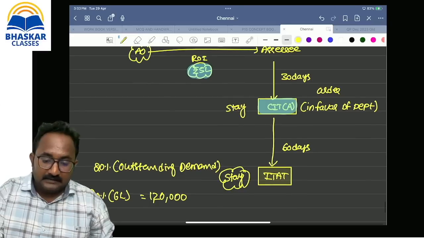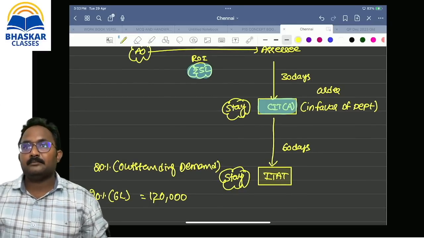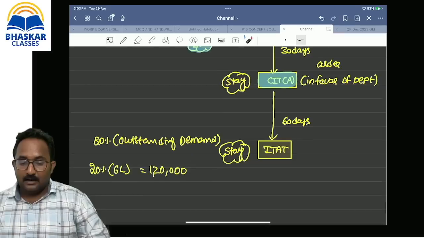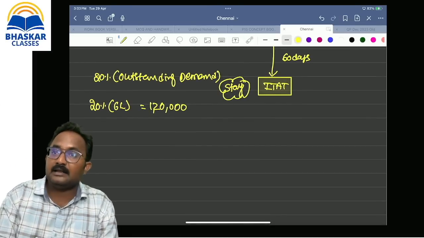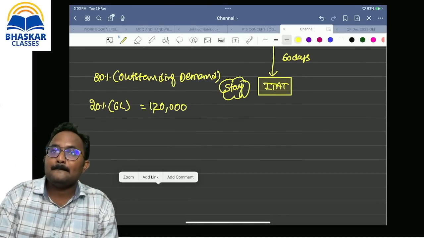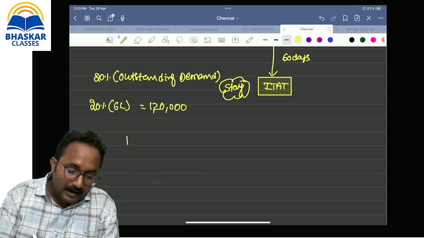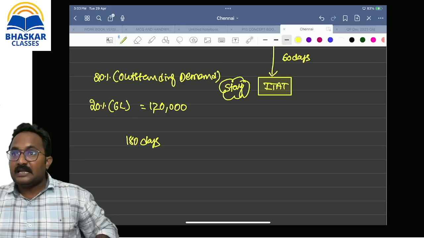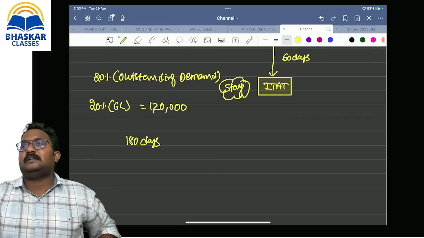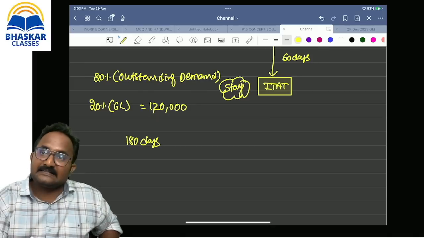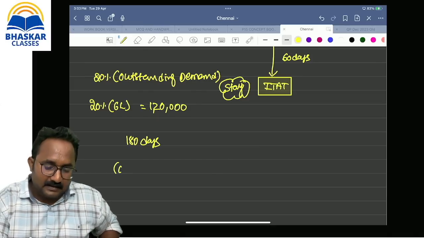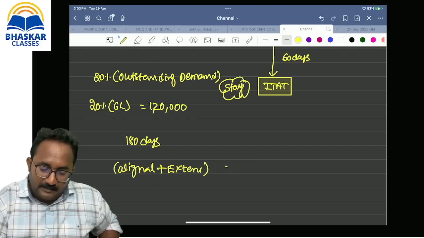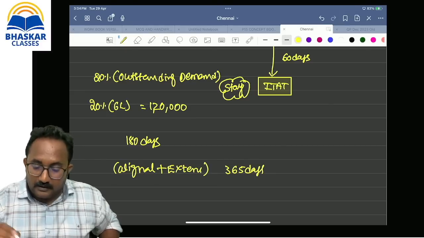Here the stay of demand can be given for unlimited time, until the order is given by the CIT. But the stay of demand can be given by the ITAT for how many days? 180 days only. Within 180 days, if the ITAT fails to give the judgment, it can be extended: original plus extension. It shall not exceed how many days? 365 days. Are you clear?